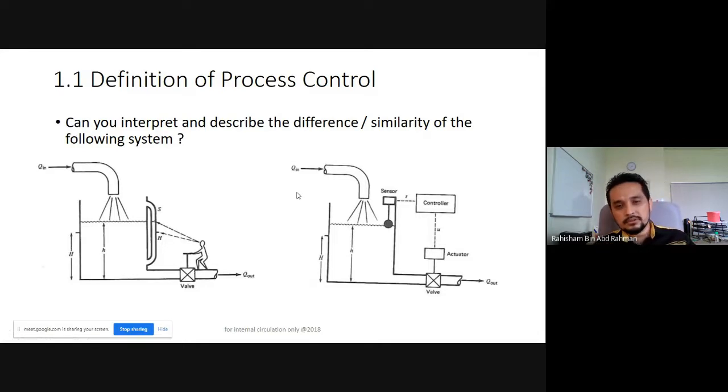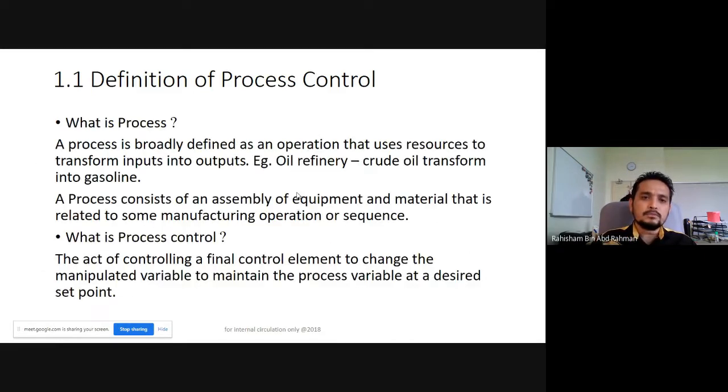Process control, we want to control a certain process regardless of whether it is in an oil refinery or in the food and beverage industries, etc. But to be sincere with you, we are focusing more, if possible, on something related to oil and gas. Predominantly it is about liquid, but not limited to oil and gas. Of course, process control can happen everywhere.